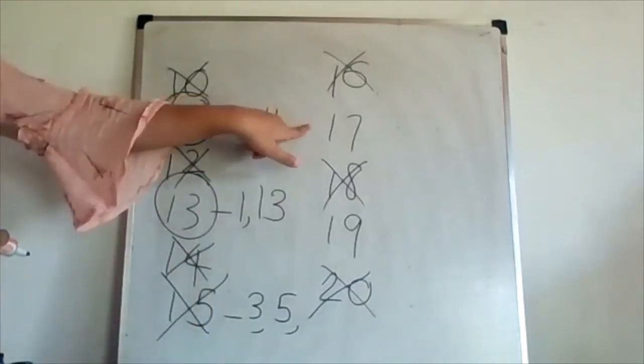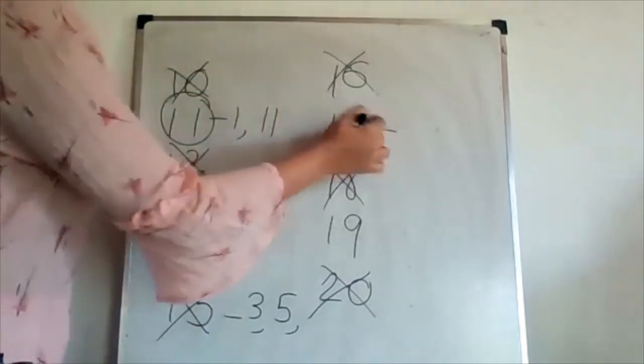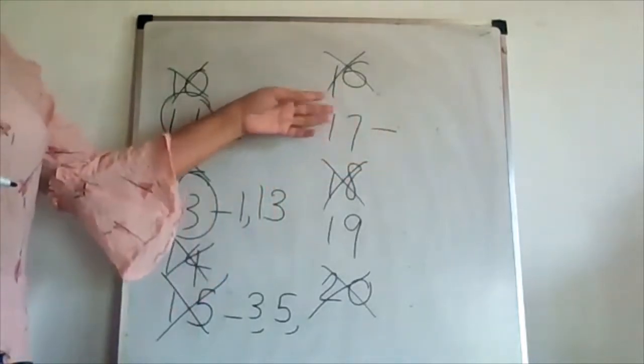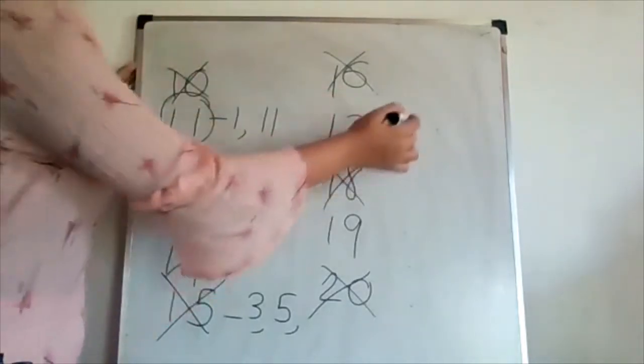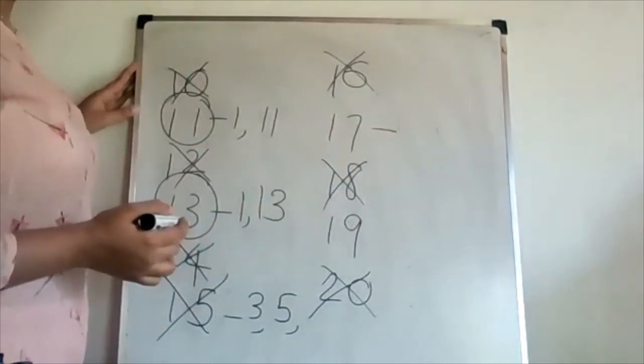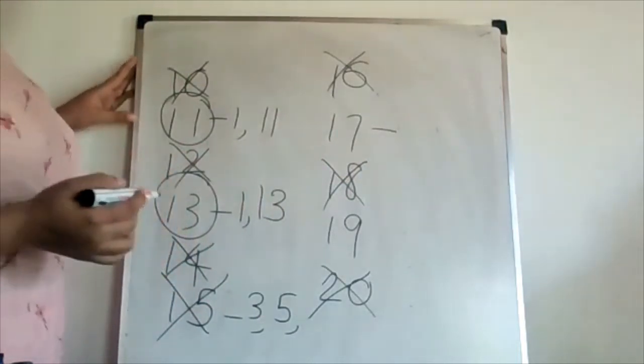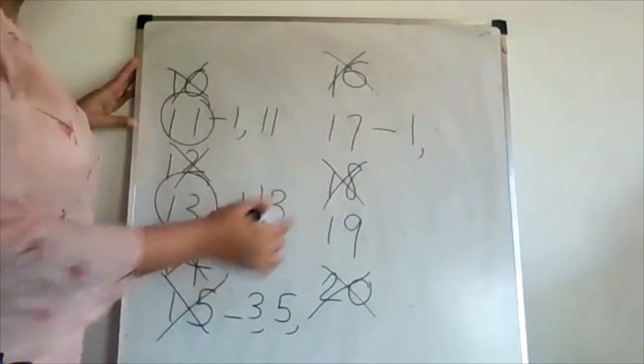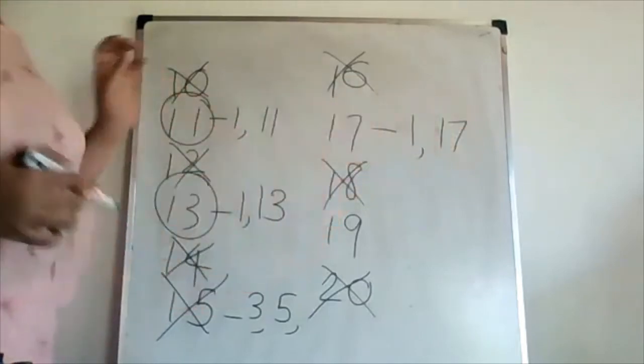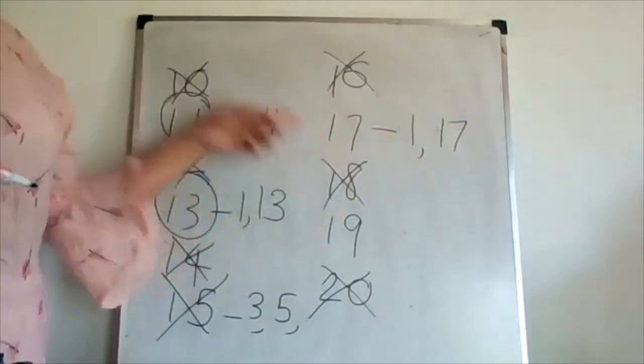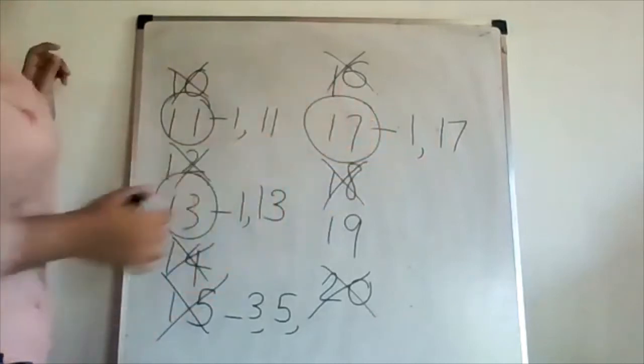So then let's move on to 17. 17, it is not a multiple of 3, it is not a multiple of 5. So we'll try to find out the factors of 17. 1 should be there and 17 should be there. And those are the only two factors of 17. So that means 17 is a prime number.